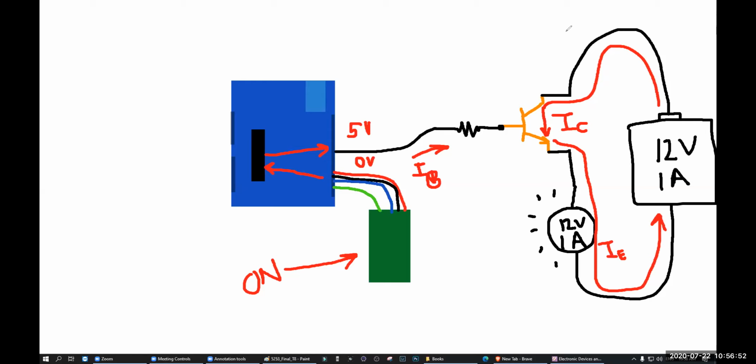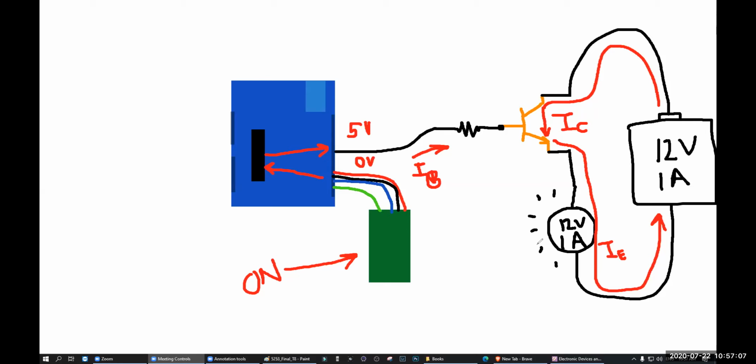Are you understanding? Yes, sir. So IC will come up from here. IC will flow, and that light will be on.